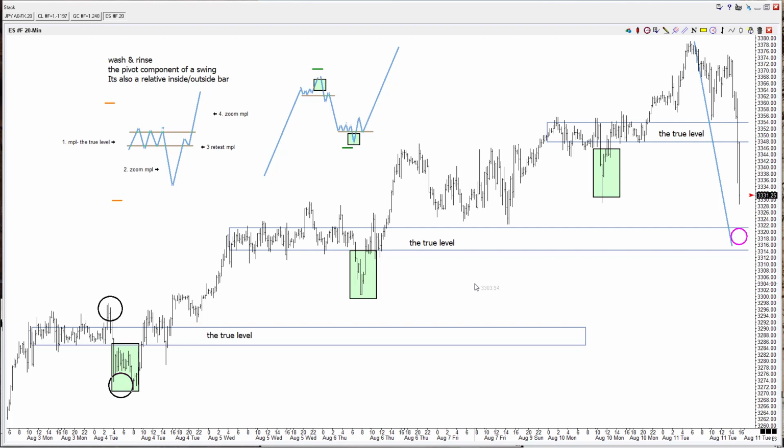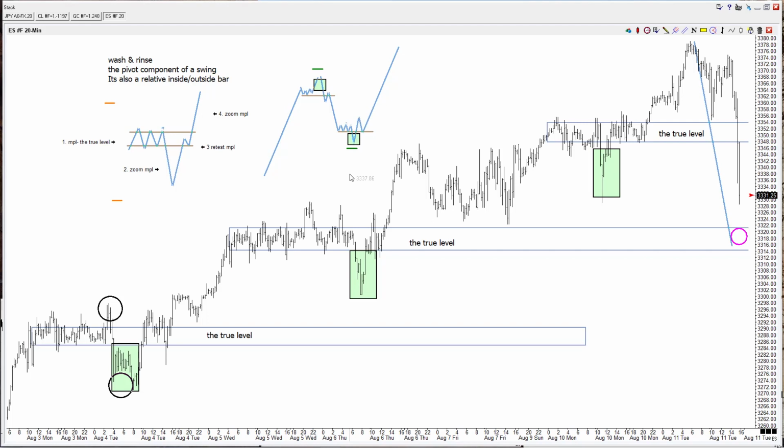And we're going to use the wash and rinse structure. In previous videos, I described the wash and rinse structure. I'll briefly go over it brand new again right here. Okay, so in a swing, we've learned swings: swing, impulse, reaction, impulse. New high confirms a swing low.